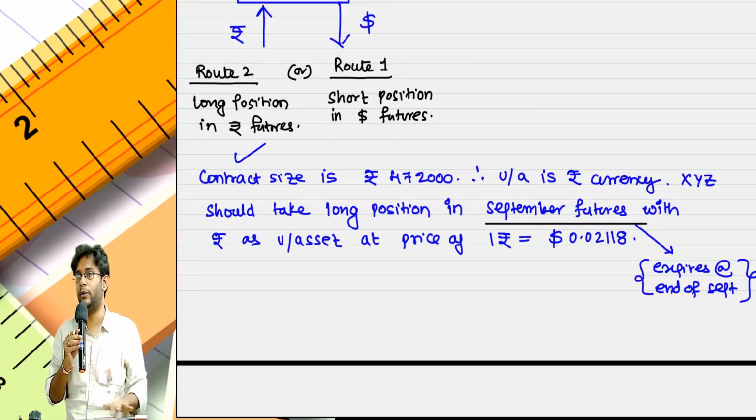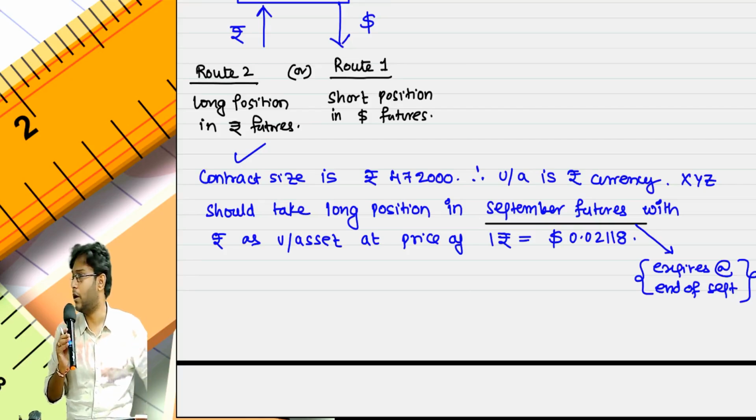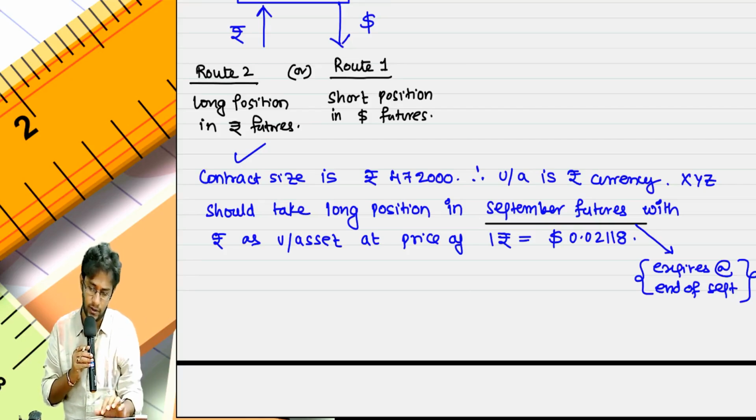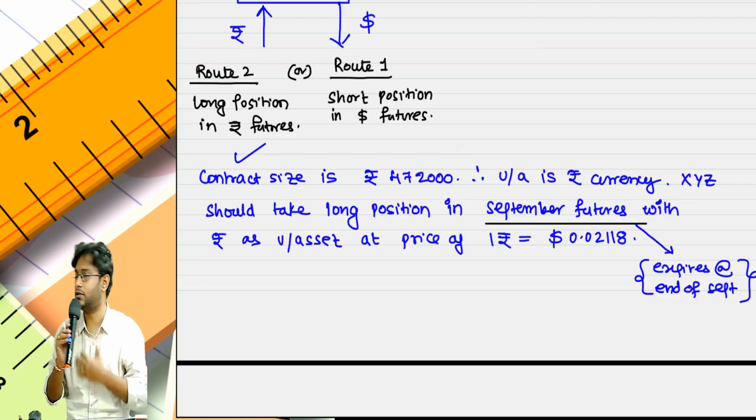Normal futures chapter we did all this. Crude oil futures sums and all are similar. You took a long maturity futures to hedge a short period.